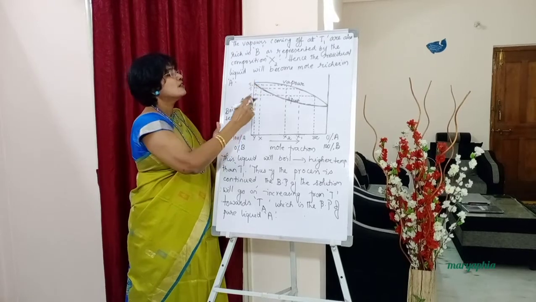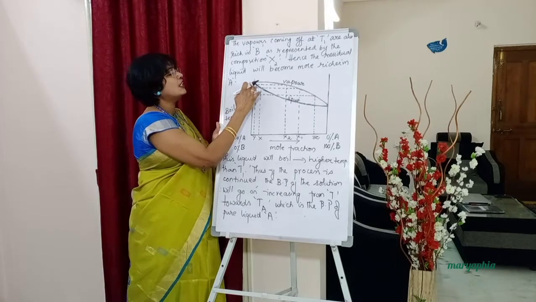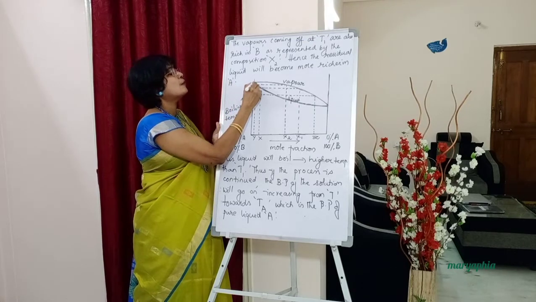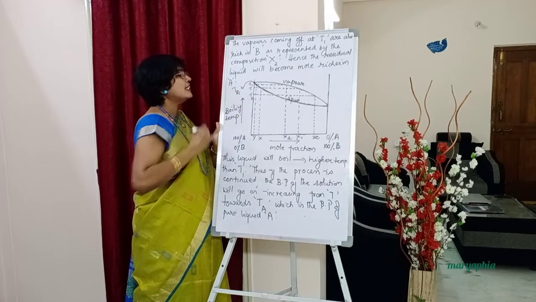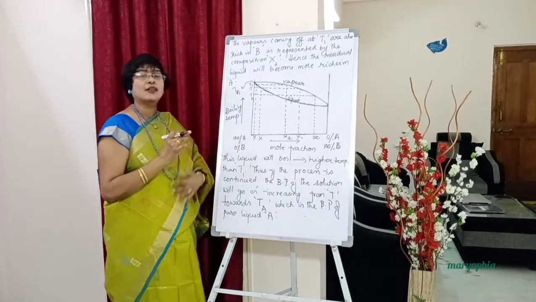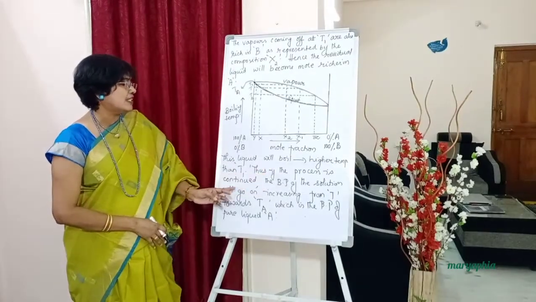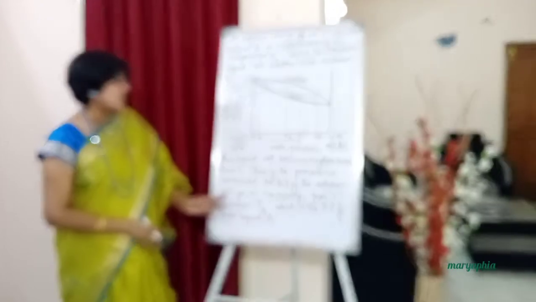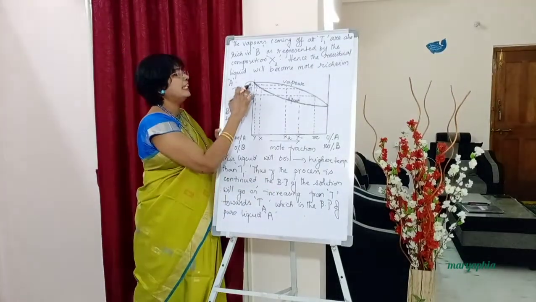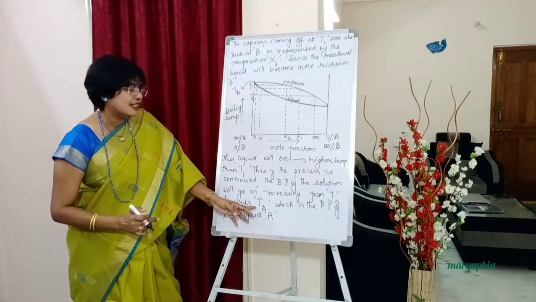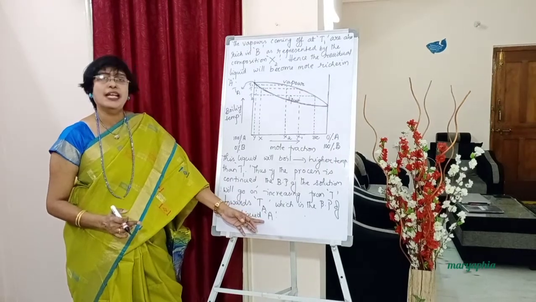Look here students. Because this is a small board, I could draw this much only, or else we could give some space here. Actually this point can be noted as TA, which is the boiling point of pure liquid component A. So thus, if the process continues, the boiling point of the solution goes on increasing from T towards TA, which is the boiling point of pure liquid component A.